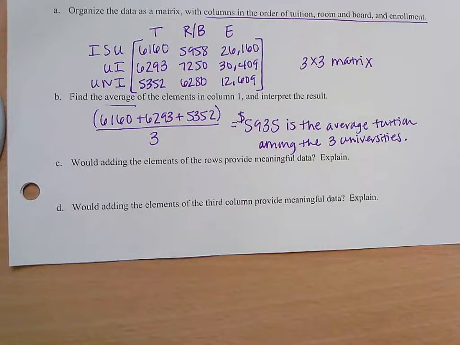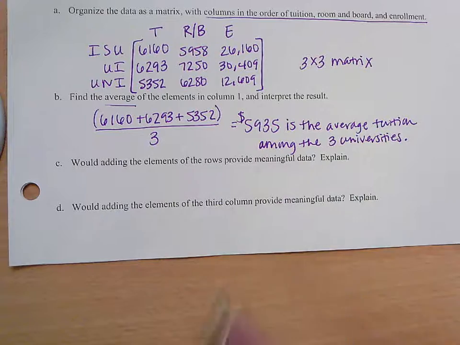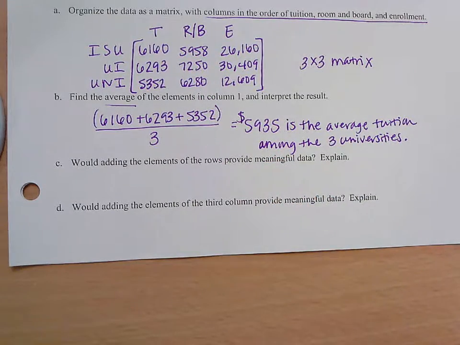Okay, so in terms of interpreting and analyzing, this is a value that they would call meaningful, or it would make sense to find the average of the three values in column 1. You get a value that means something. It means the average tuition for the 3 schools.